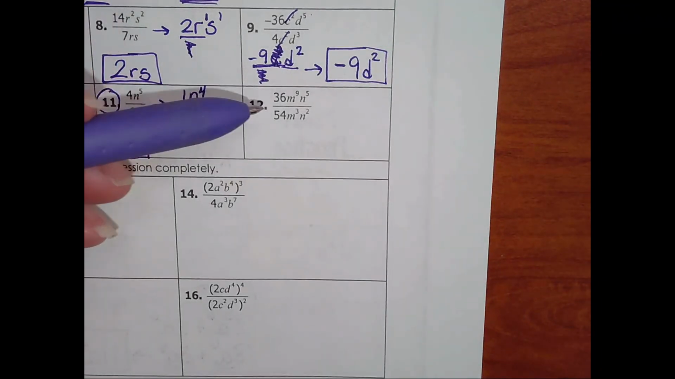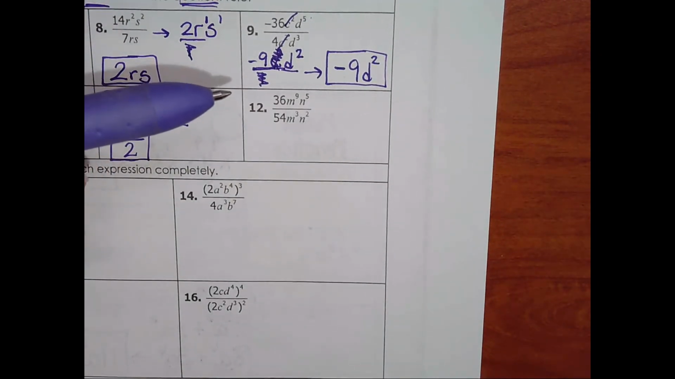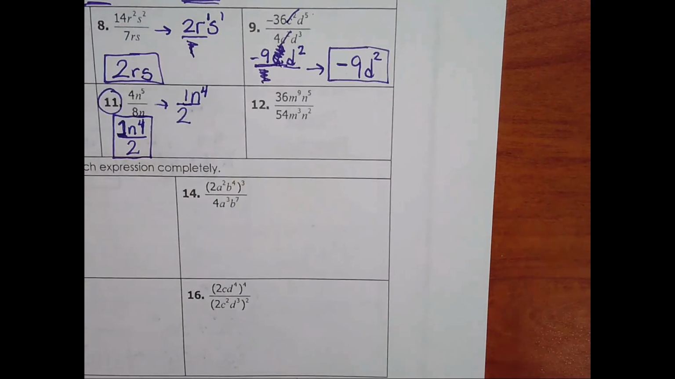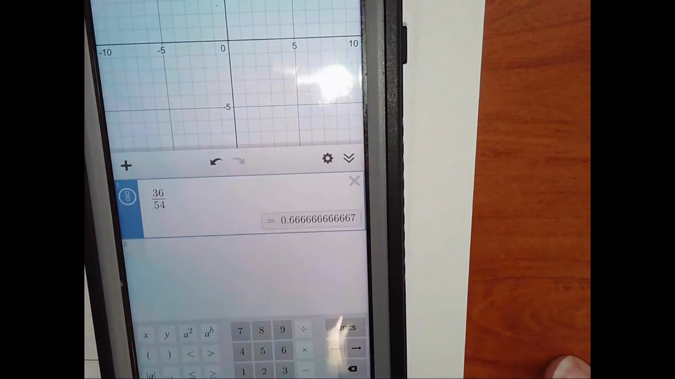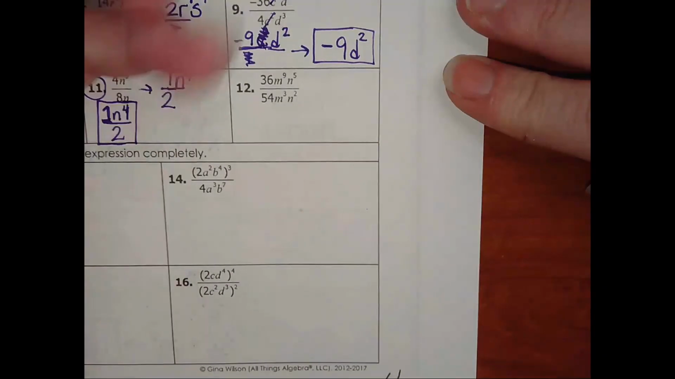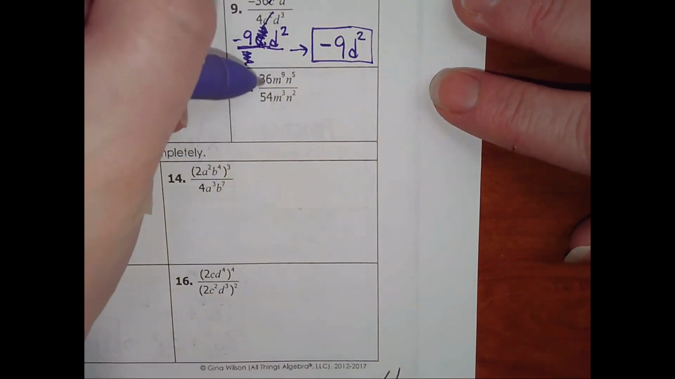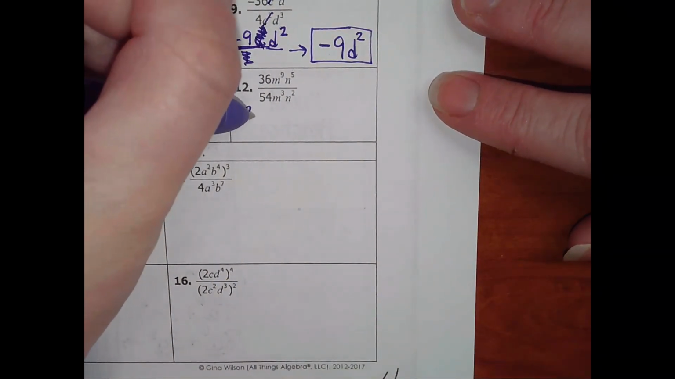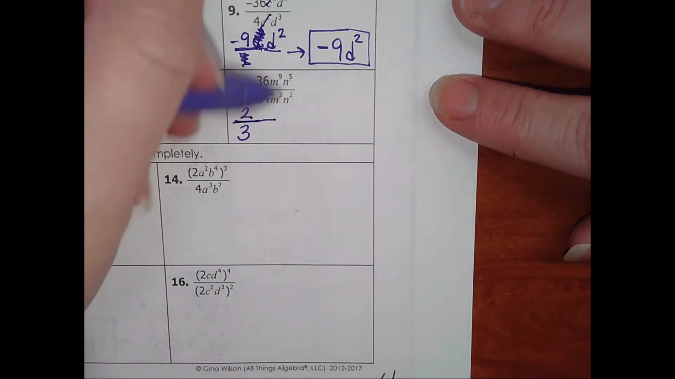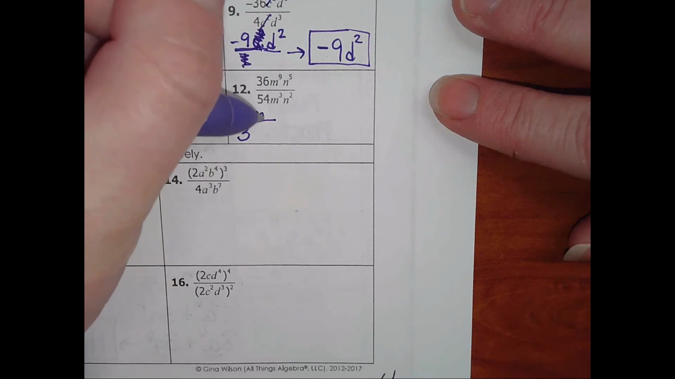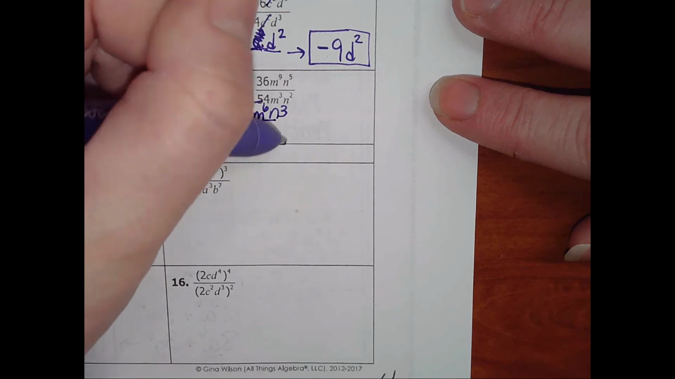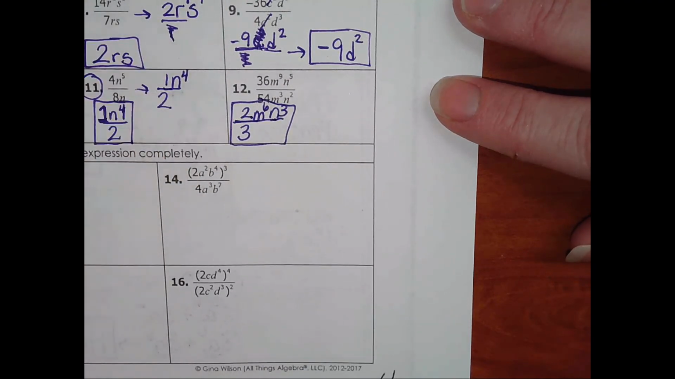Then 36 over 54. 36 divided by 54 gives you 0.6 repeating. I personally know that that's 2/3, but I also know that 36 and 54 are both divisible by 18. 18 goes into 36 2 times, 18 goes into 54 3 times. Then subtract your exponents. 9 minus 3 is 6. 5 minus 2 is 3. So you get 2m to the 6n cubed on top over 3.